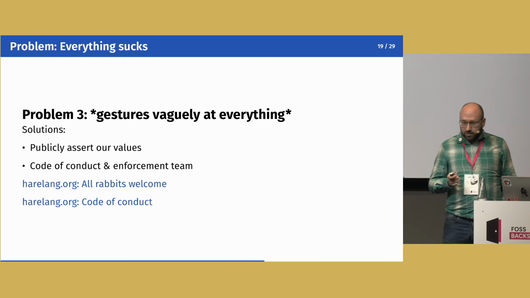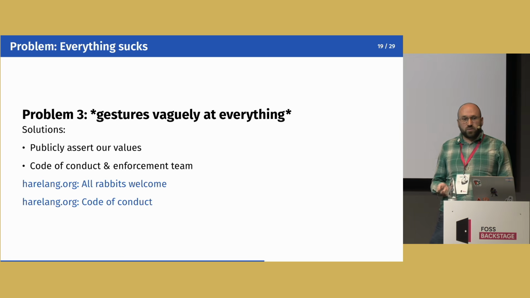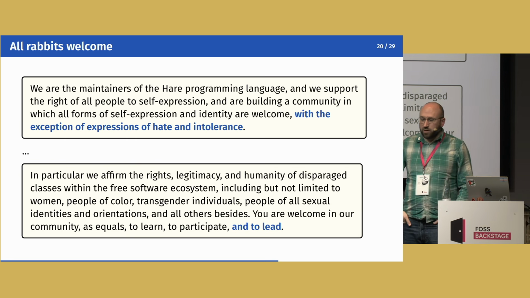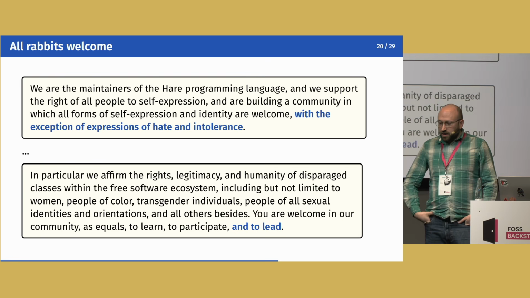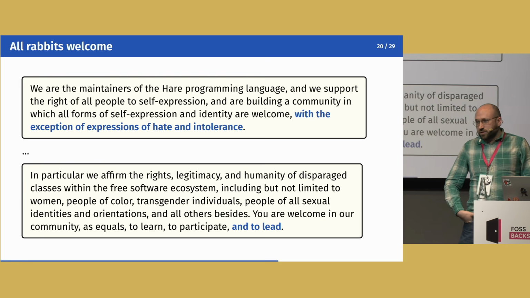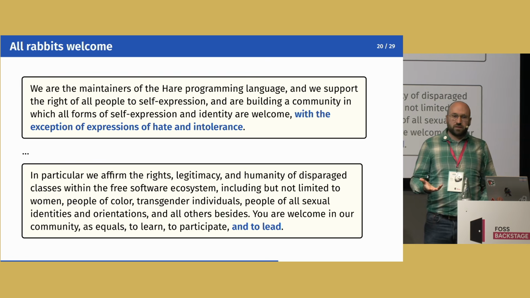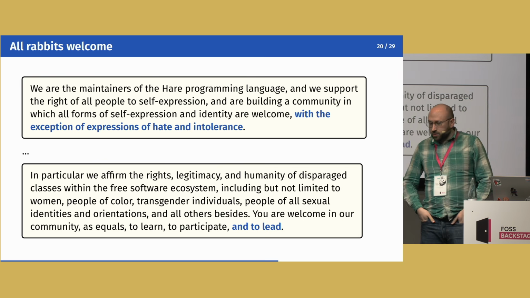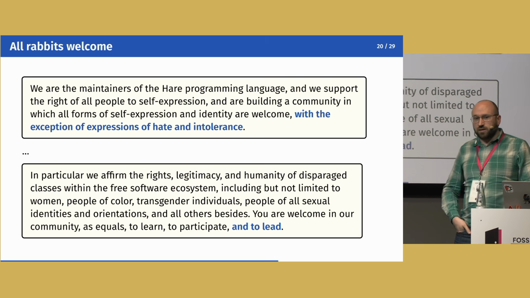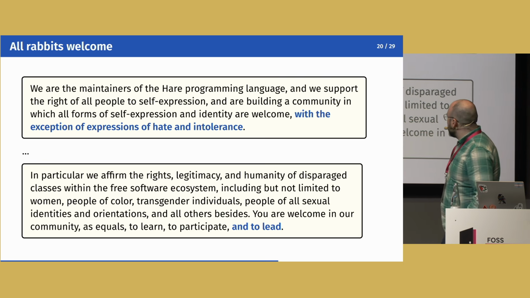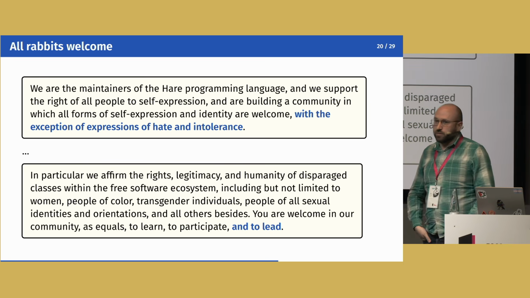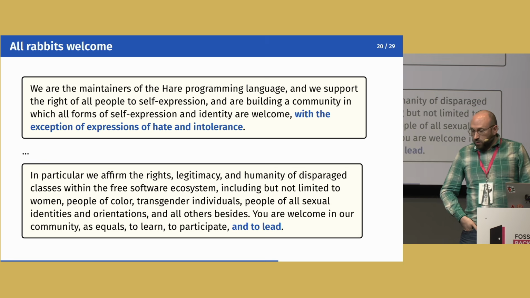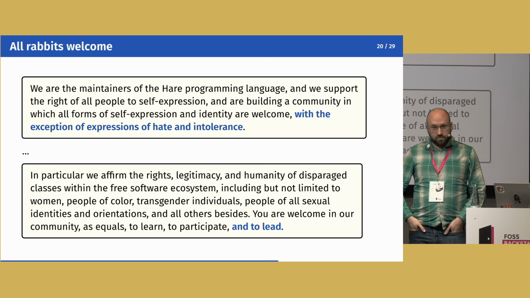So the first thing we did was we took the maintainers, everybody who had been promoted to a maintainer, sat down and wrote an open letter titled All Rabbits Welcome, which you can read on our website. And we basically asserted our values publicly, just said what we believed in as people and what we thought was important for our community as people. And I'll just call out 2 things here from the letter. One is I've mentioned here the exceptions of expressions of hate and intolerance. We carve out our answer to the paradox of tolerance, so to speak, which is we want to welcome everybody who's willing to welcome everybody, right?